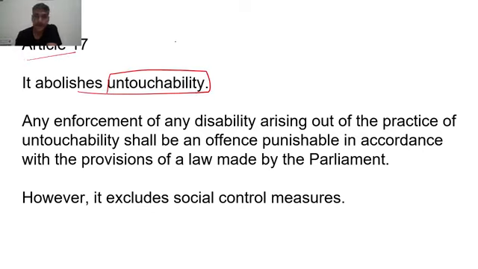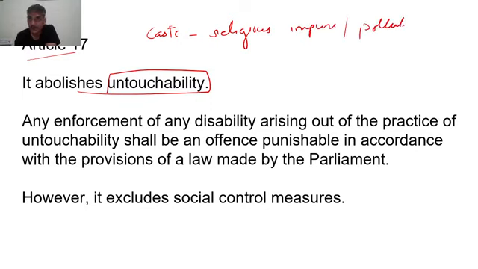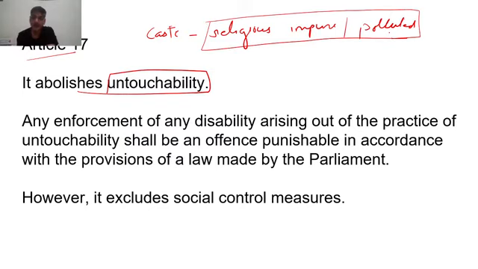Now what is untouchability? Untouchability simply means that some sections of people, basically on the basis of caste, some castes, some divisions, are considered so religiously impure or religiously polluted that even if they touch you, you become polluted. Because of that mentality that they are religiously polluted persons, you are denying them all the opportunities which are available to other members of society.